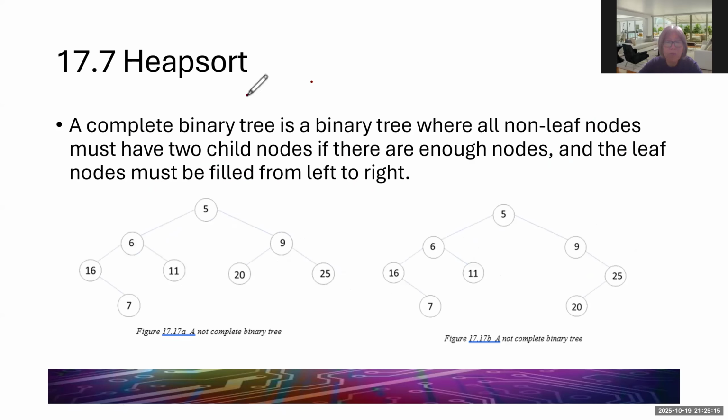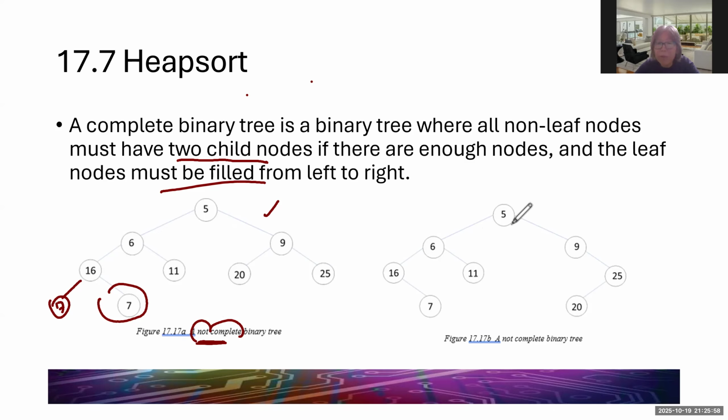Let's take a look at this case. For all of the non-leaf nodes, they do have two children, so that condition is met. But let's see the leaf node 7. It is supposed to go to the left, but it goes to the right. So it doesn't meet the condition of filling from left to right. That's why this is not a complete binary tree.